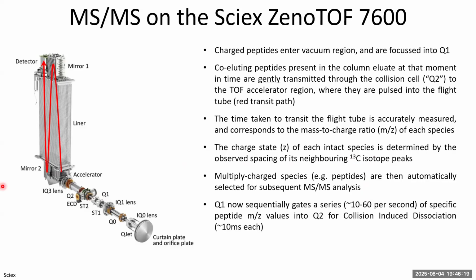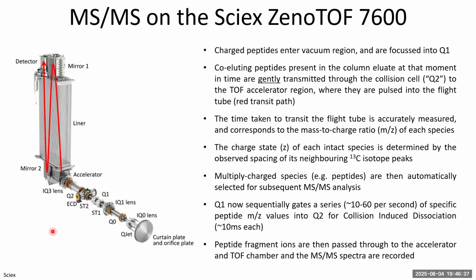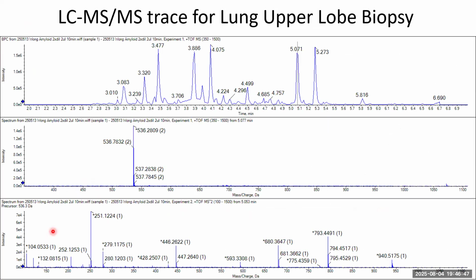And so now that first quadrupole, in a second round of analyses, will be gating from a list of peptide candidates, between 10 to 60 per second, for these different peptide masses to go into the collision cell and now experience a higher collision energy, and only the fragments will make it through and be recorded in our flight tubes. So we have our MSMS spectra from each peptide, and that is just rinsed and repeated thousands of times over the run, giving us LCMS traces.